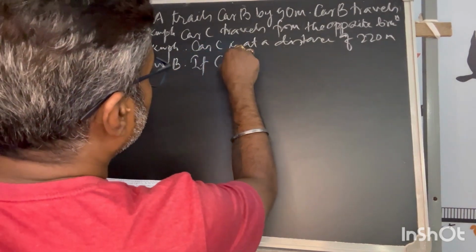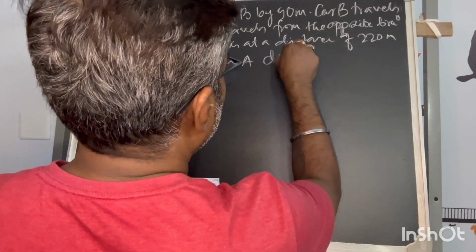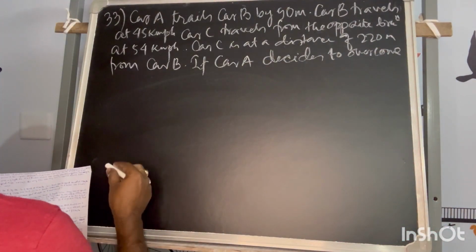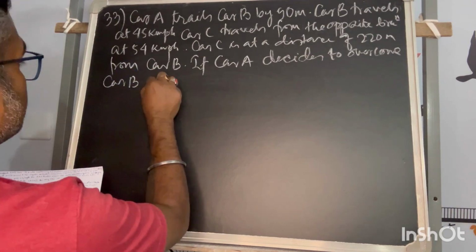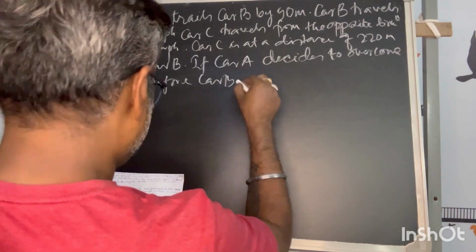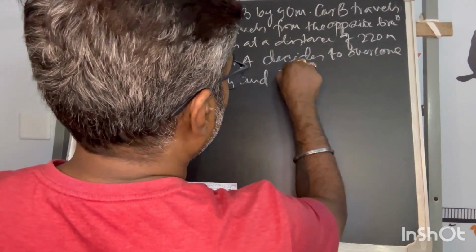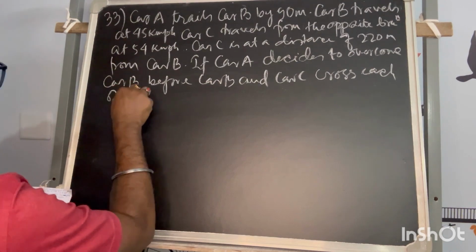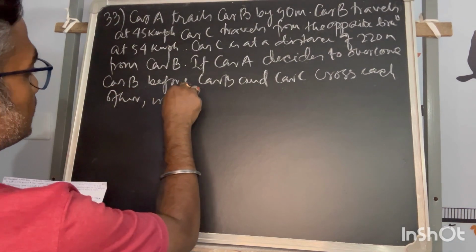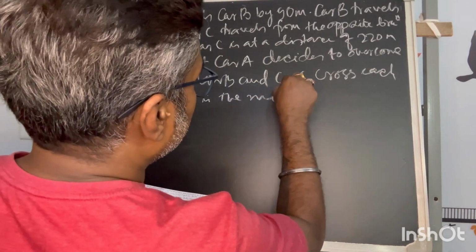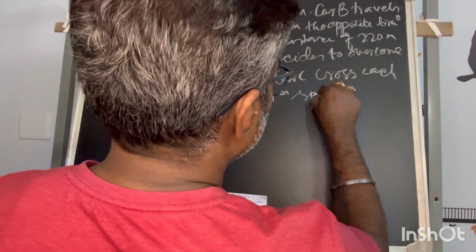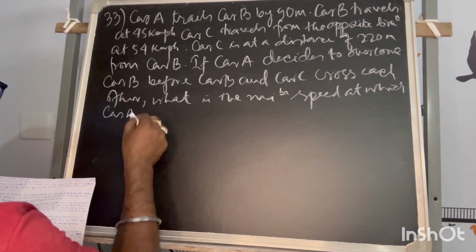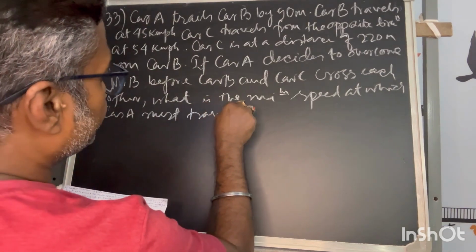If car A decides to overcome car B before car B and car C cross each other, what is the minimum speed at which car A must travel? Okay, fine.